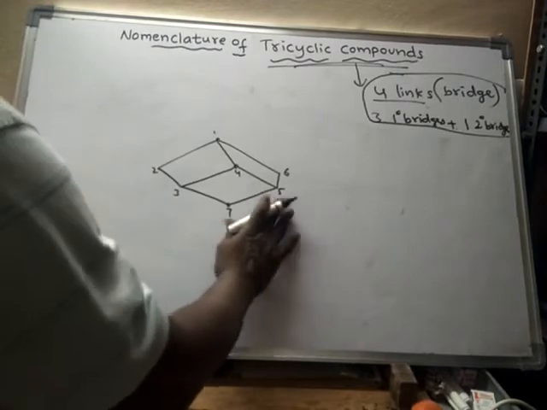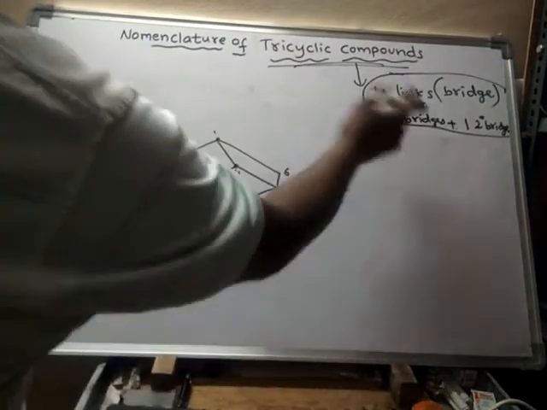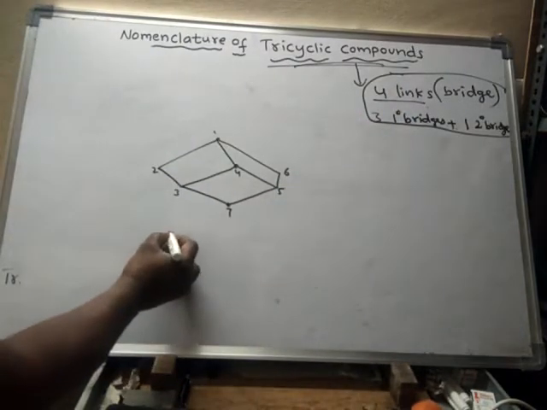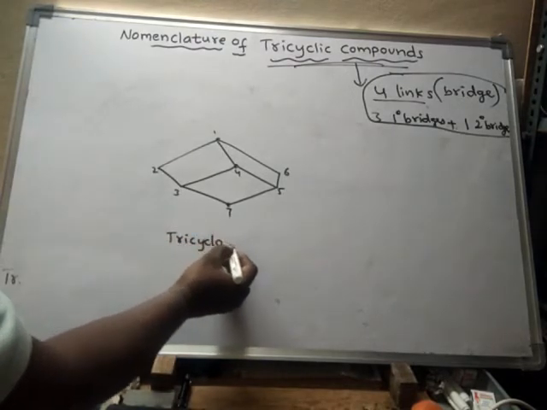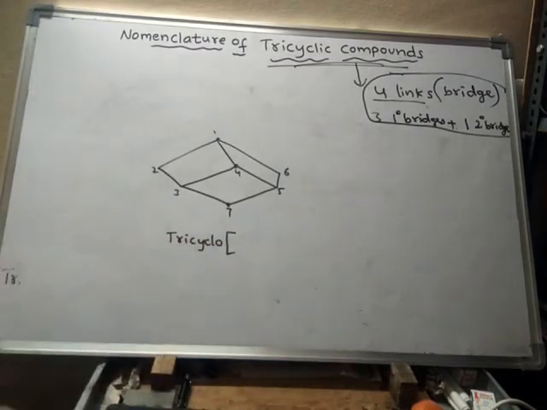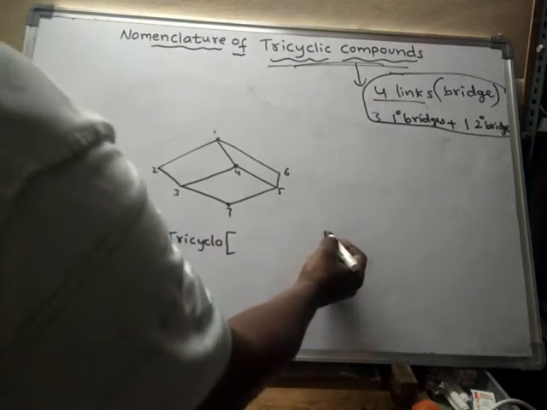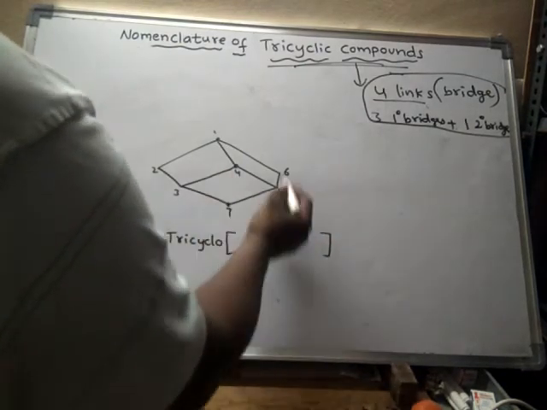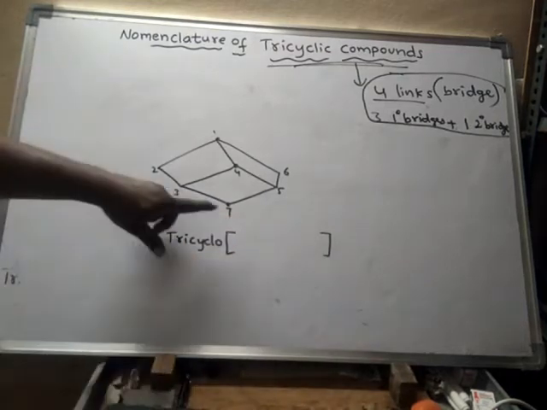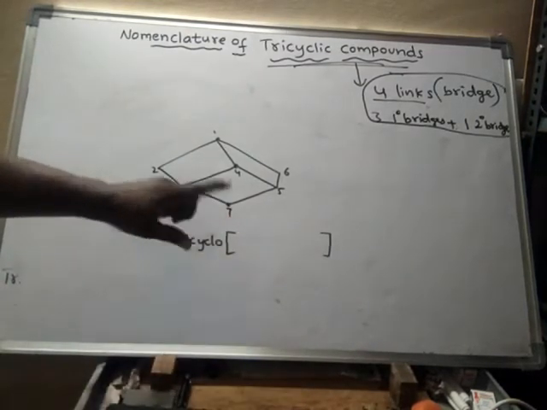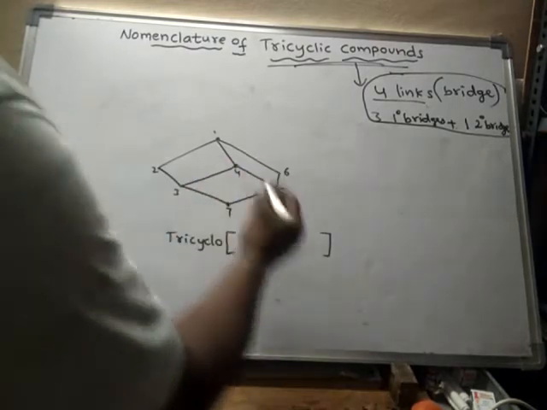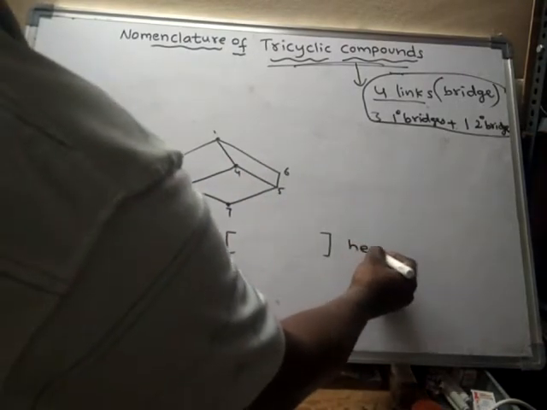So what is the name of this compound? These are tricyclic compounds, hence the prefix tricyclo we have to use. And how many atoms are there altogether? 7 atoms are there. So even the secondary bridge atom also should be given numbering. So altogether 7, hence heptane.